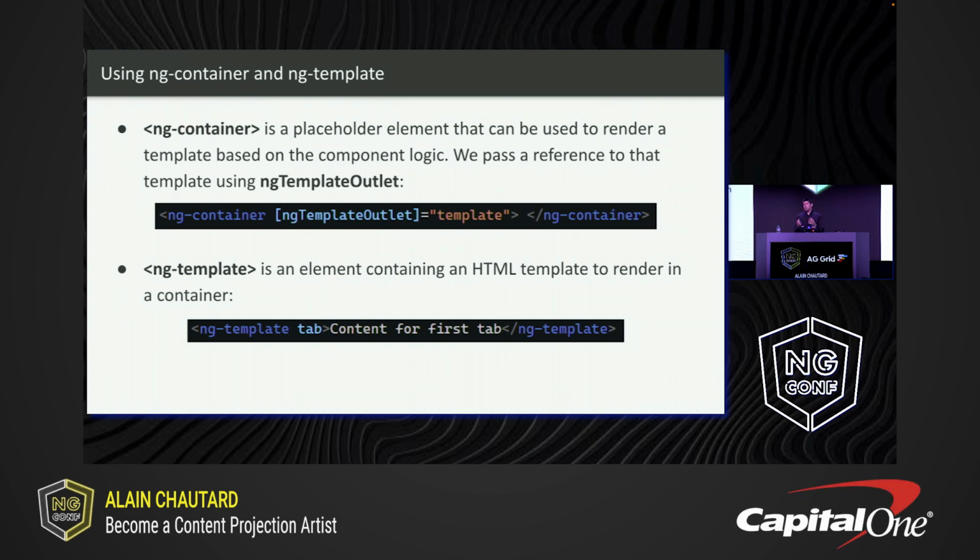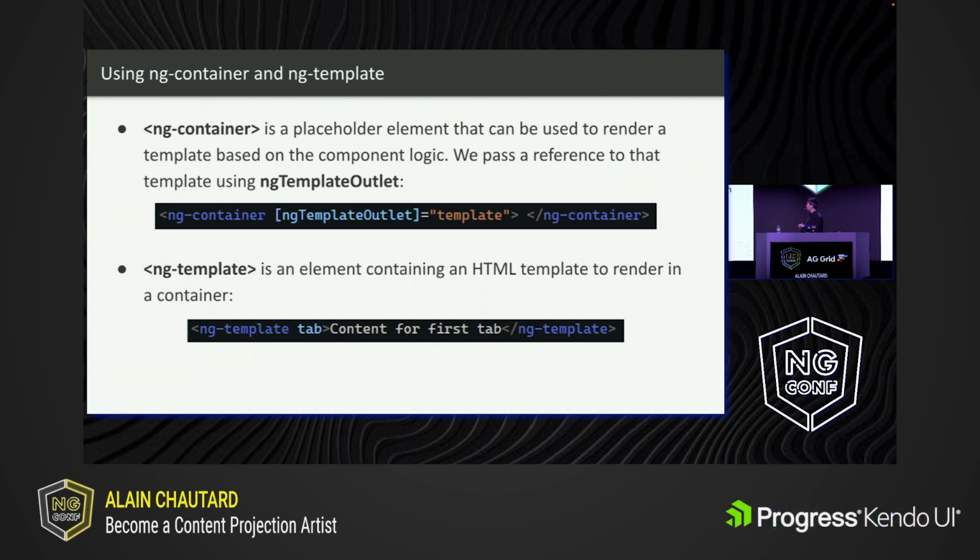So what is ng-container? It's a placeholder element that we can have in our Angular templates where we're going to display a template later on. So it's a little bit like ng-content in a sense, and we can pass a reference to a specific template that we're going to display in it. And that reference can change over time. We can change it to a different template later on to swap the view with something different. And that view is going to be an ng-template.